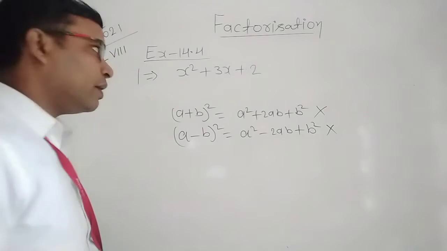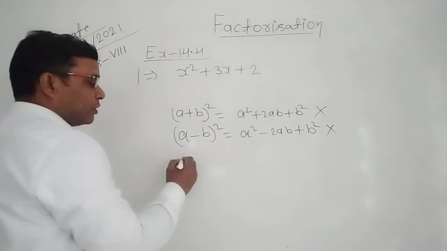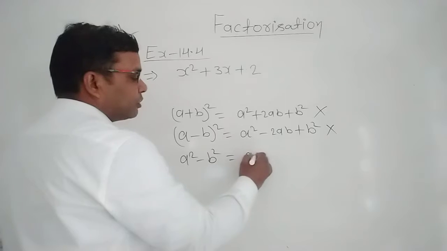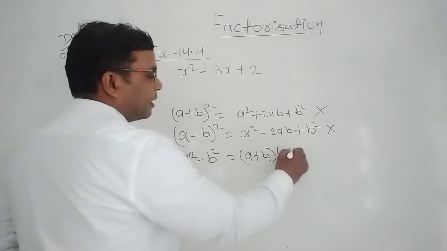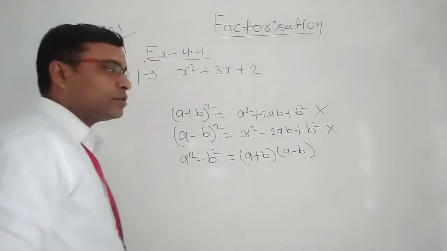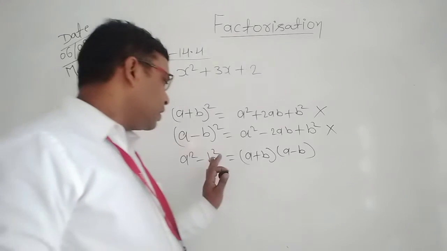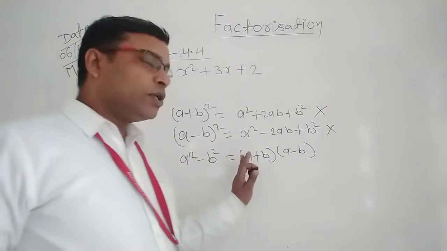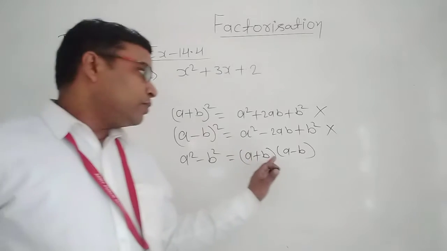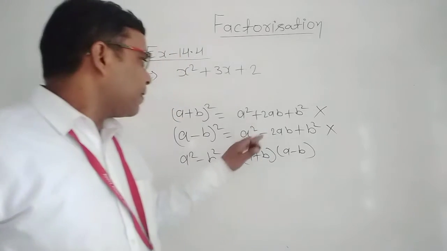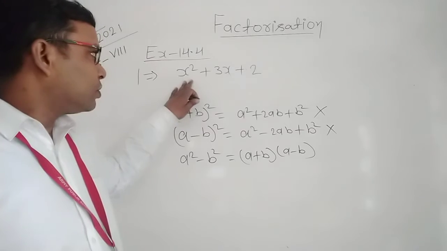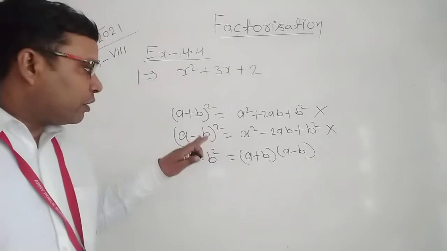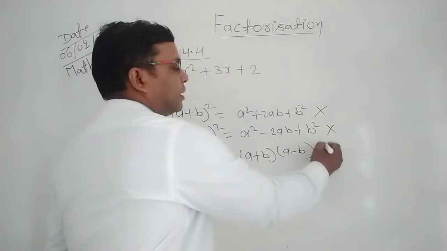This is clear. Now the third identity is the difference of two squares: a square minus b square is equal to a plus b into a minus b. This is clear. So student, you can see here a square minus b square. In this given expression, a term like this is not present, so we also reject this identity.